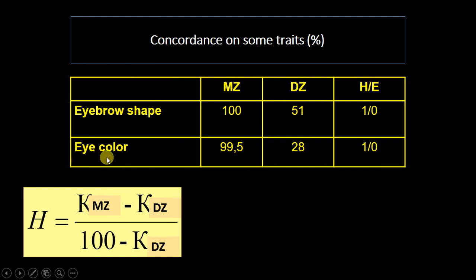At the same time, eye color. Concordance of the monozygotic twins is about 100%, of the dizygotic twins about 28%, and the hereditary coefficient equals 1, and we can conclude that eye color is a trait which depends only on heredity.